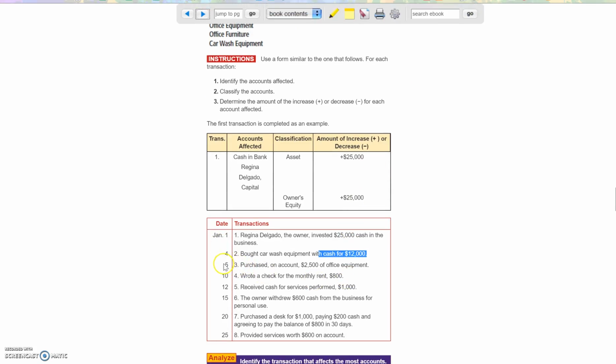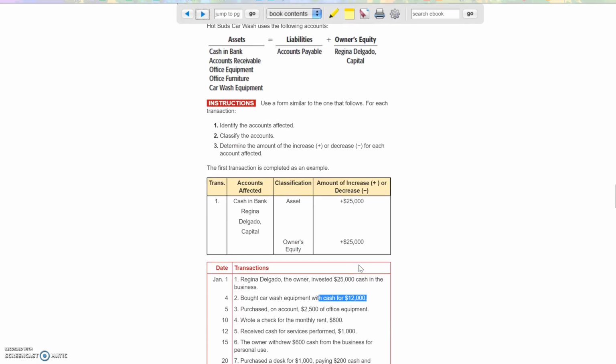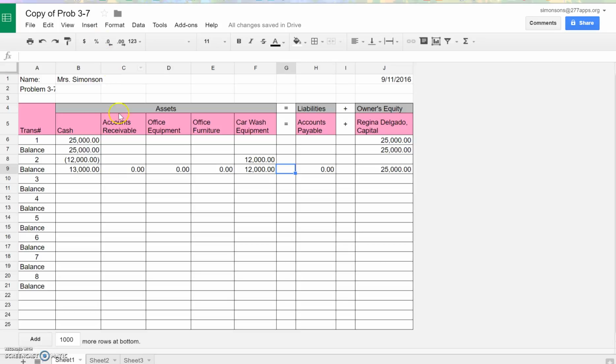Transaction number 3 says on January 5th we purchased on account, so that means accounts payable, $2,500 of office equipment. So looking up here real quickly at my accounts, I have office equipment as an asset. If I purchased on account, I'm going to use accounts payable. And that was for $2,500. Okay, so if I jump over here on transaction number 3, office equipment went up $2,500 and I bought that on account. Accounts payable, they now have claims to my property of $2,500.